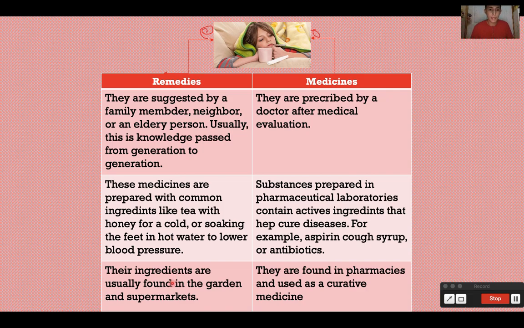Those are remedies. Their ingredients are usually found in the garden and supermarkets. If you see, we can find la manzanilla, la canela in supermarkets or in our garden. Except for the medicine, which is found in pharmacies and used as curative medicine. Okay, so it is important that you get the difference between these concepts, remedies and medicine. So write in your notebook, remedies, medicines. One more, ingredients, pharmaceutical.